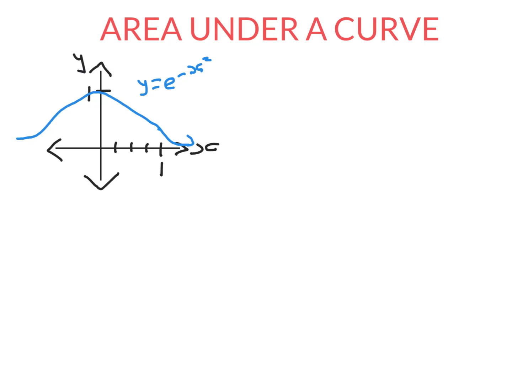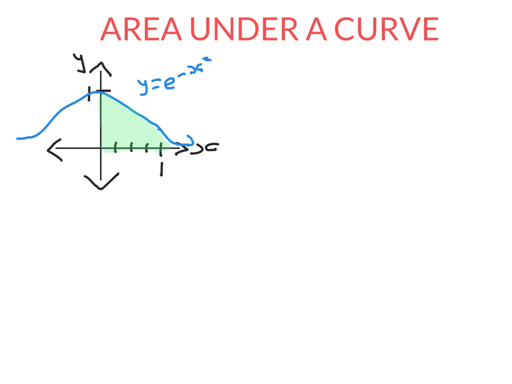Thank you so much for tuning into this video in which we will look at finding the area under a curve. So we're going to look at this curve y equals e to the power of negative x squared. Now what I want to do in this example is find the area under the curve between x equals 0 and x equals 1. So really I'm finding the area here, and this has many applications. It's a very important concept in mathematics.